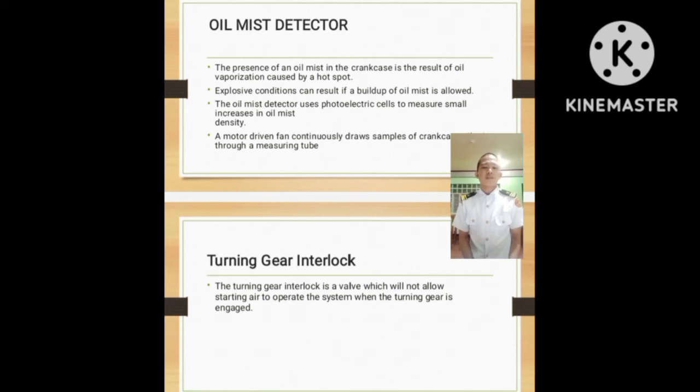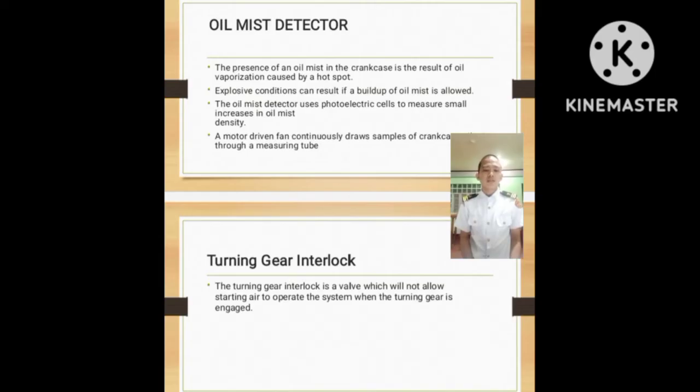The presence of an oil mist in the crankcase is the result of oil vaporization caused by a hot spot. Explosive conditions can result if a buildup of oil mist is allowed. So the oil mist detector uses photoelectric cells to measure small increases in oil mist density. A motor-driven fan continuously draws samples of crankcase oil mist through a measuring tube.